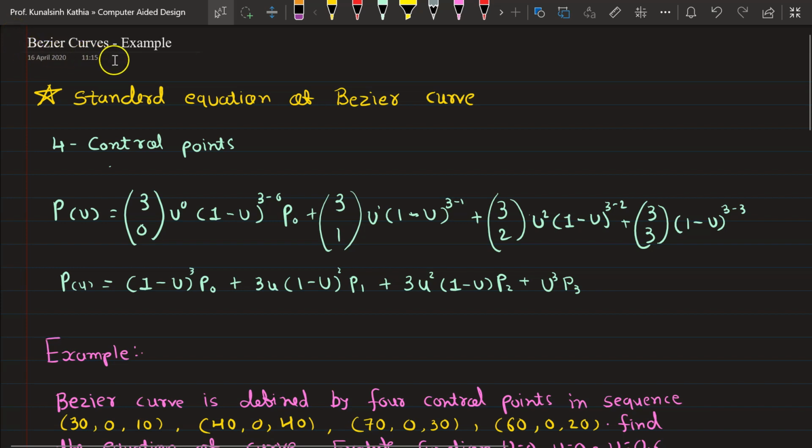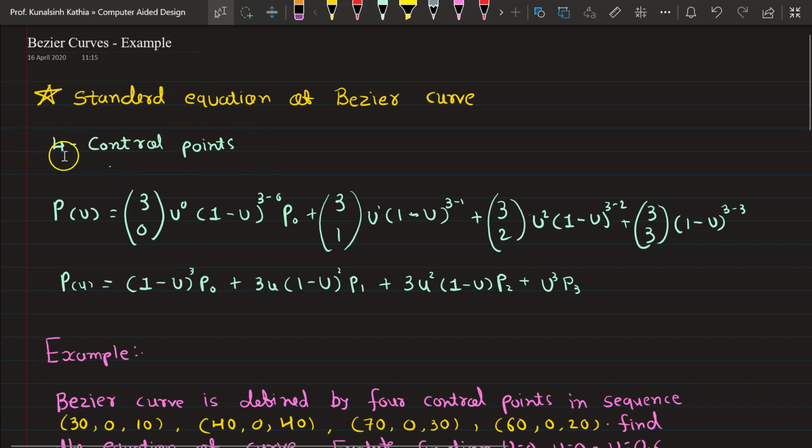Generally, these curves are very helpful to create ship hulls, or the propeller of a helicopter, wings of an aeroplane, where we are using computational fluid dynamics. There these kinds of Bezier curves are very helpful. Today we are going to discuss one example, a numerical of a Bezier curve. I will explain a step-by-step procedure for it, but before that I will show you the standard equation used for a Bezier curve, which is in front of you on the screen right now.